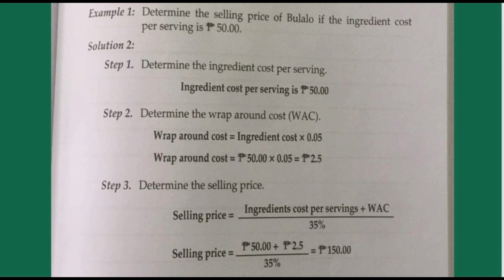Example, determine the selling price of bulalo if the ingredient cost per serving is 50 pesos. Solution, determine the ingredient cost per serving. Ingredient cost per serving is 50 pesos, given na siya. Step 2, determine the wrap-around cost. Wrap-around cost equals ingredient cost times 0.05, 50 pesos times 0.05 equals 2.5. Step 3, determine the selling price. Selling price equals 50 pesos ingredient cost per serving plus 2.5, mao ang wrap-around cost. I-divide na to siya 35% equals 150 pesos.